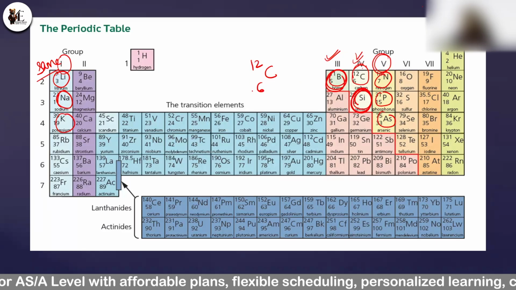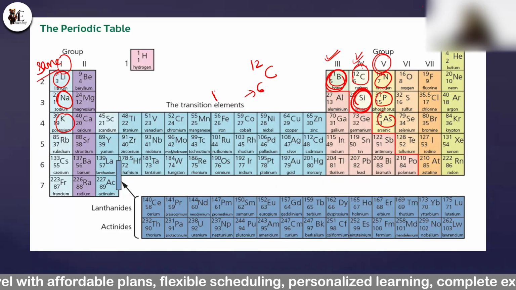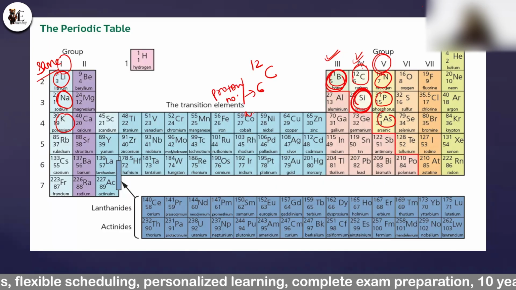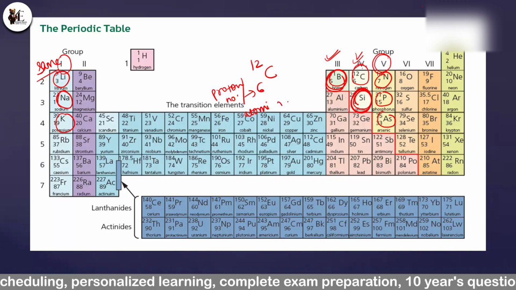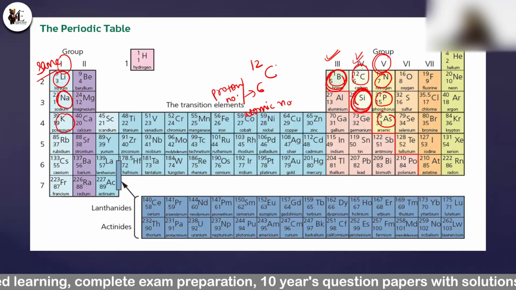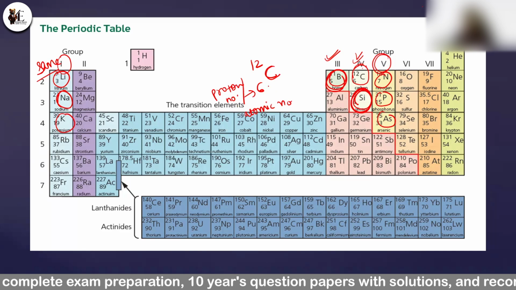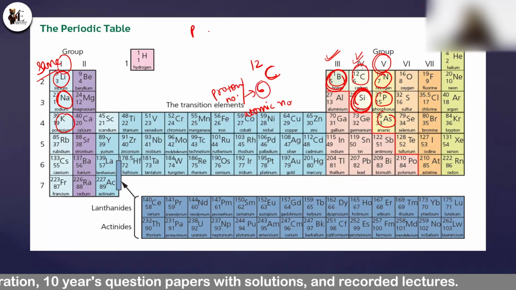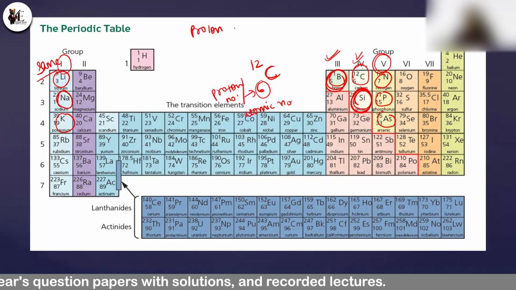This number is known as your atomic number or proton number. One and the same thing. It means the number of protons which are present in the nucleus of an atom. So carbon atom has 6 protons. If I ask you how many protons are there in the carbon atom, you say 6.